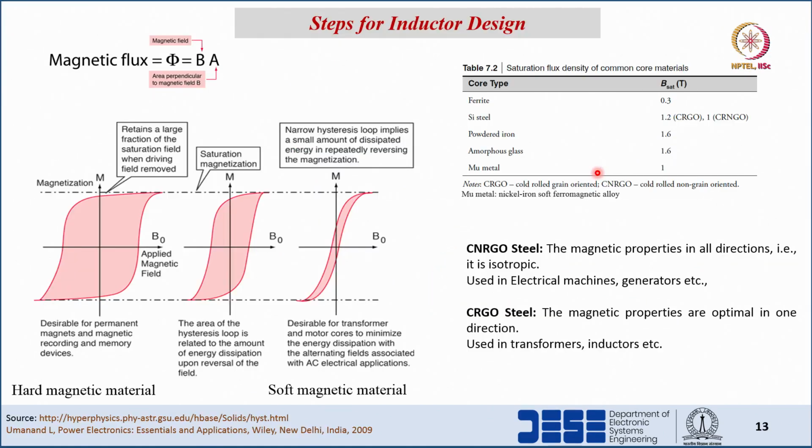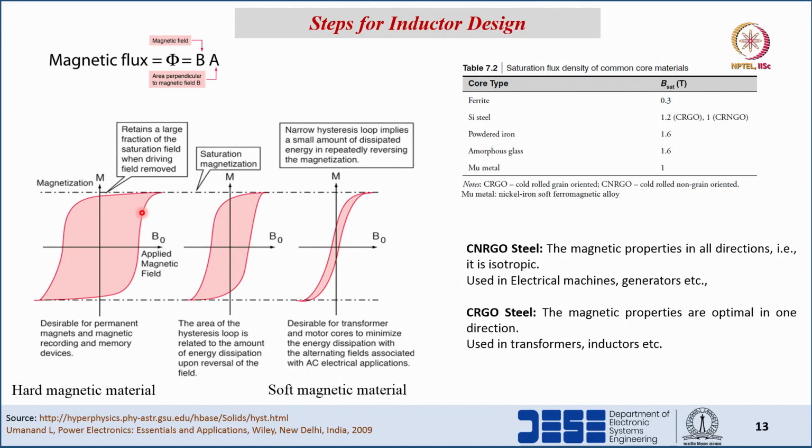Next, for soft magnetic materials and hard magnetic materials, we can see in this slide how the BH curves look. For hard magnetic materials, wider BH loops we can observe. For soft magnetic materials, narrow BH loops we can see. The area under the BH curve represents the hysteresis loss, the energy dissipation or energy loss happening in every cycle.